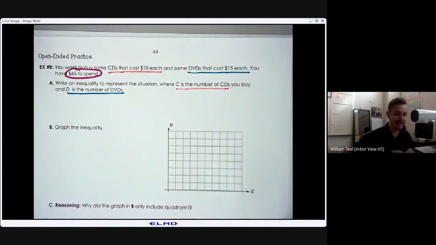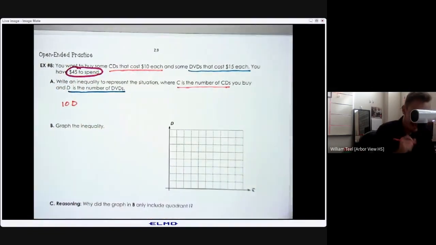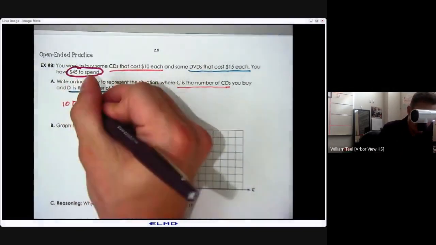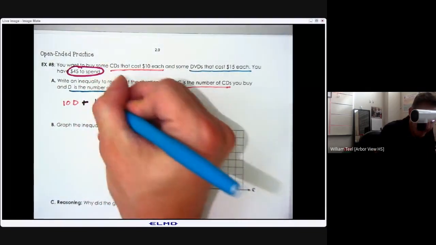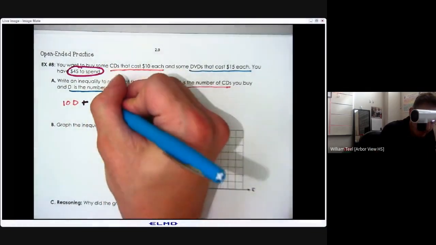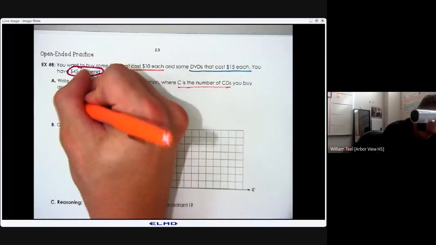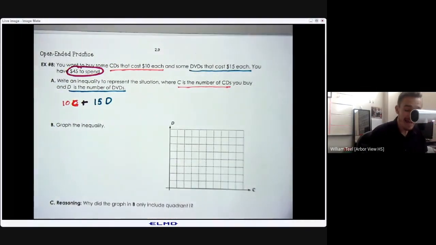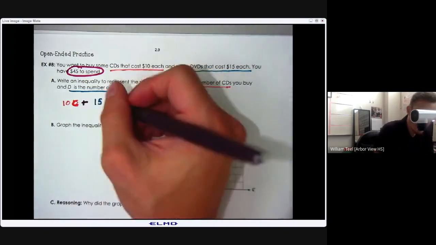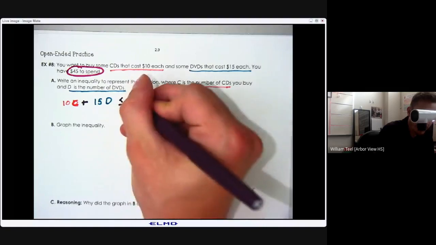All right, so let's go ahead and write an inequality. If it's $10 per CD, for CDs I'm going to put 10C. And then I'm adding to that, we have $15 for DVDs, so I'm going to put plus 15D. Oh, I messed up, my bad. This one is supposed to be a C. We're just going to remember that that one is a C and this one's a D. And then we only have $45 to spend, so 10C plus 15D has to be less than or equal to $45.